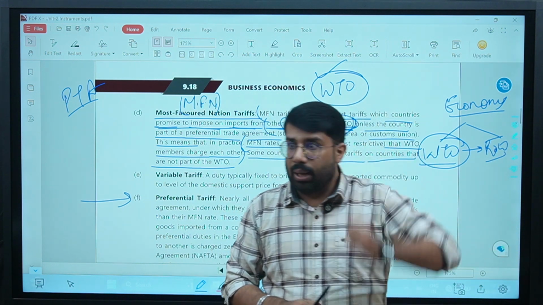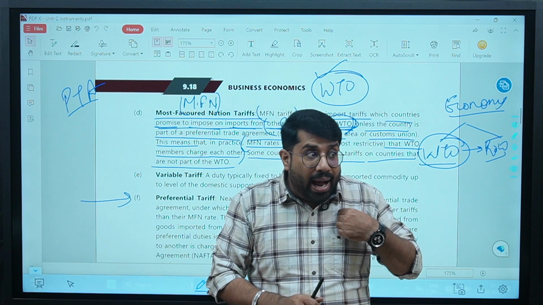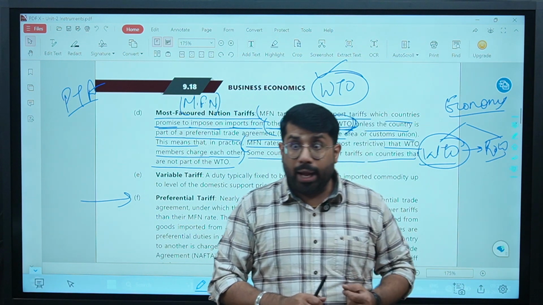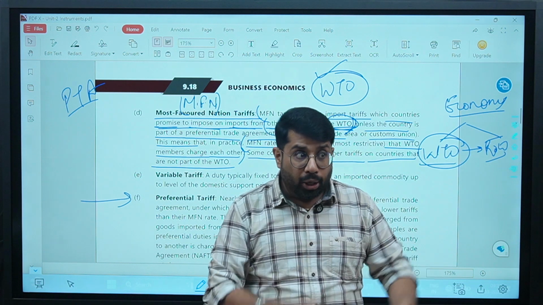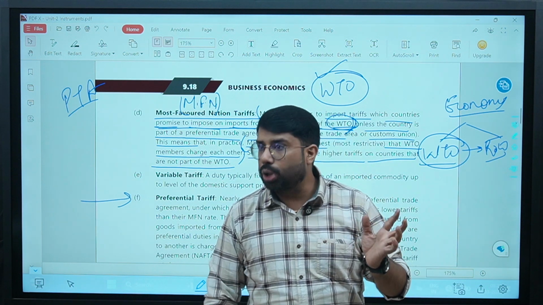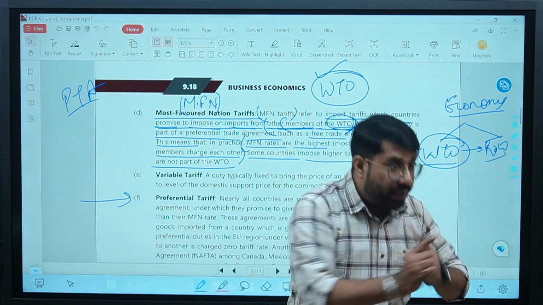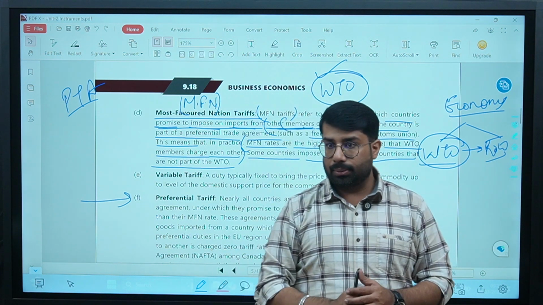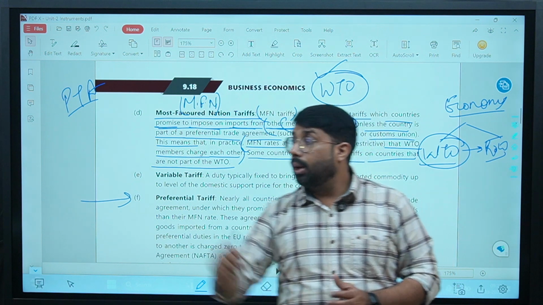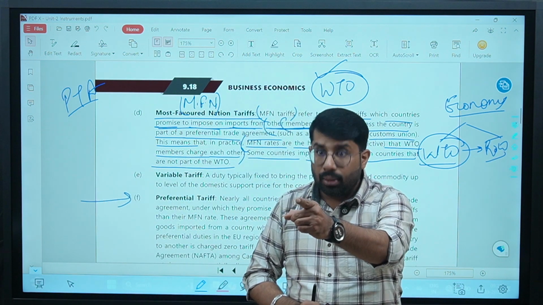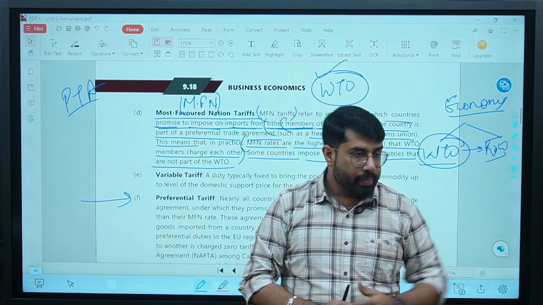Now try and understand what is happening here. I am entering into a special agreement with this country in which we are promising to give preference to each other. Yes or no? These types of agreements are what we call preferential trade agreements. Are we clear? Yes or no, everyone?